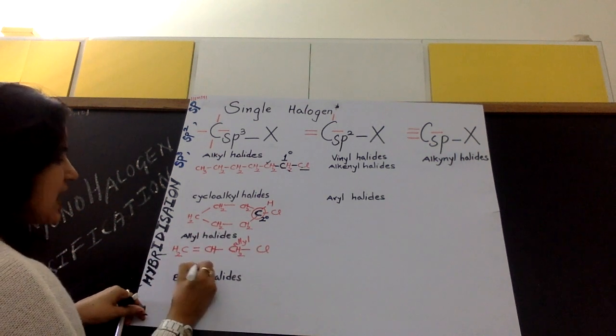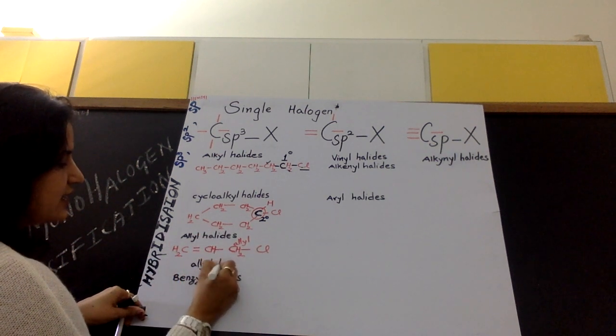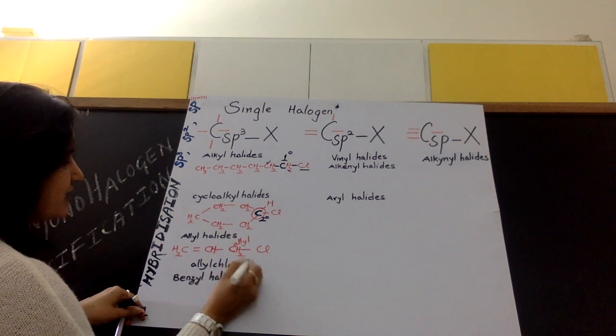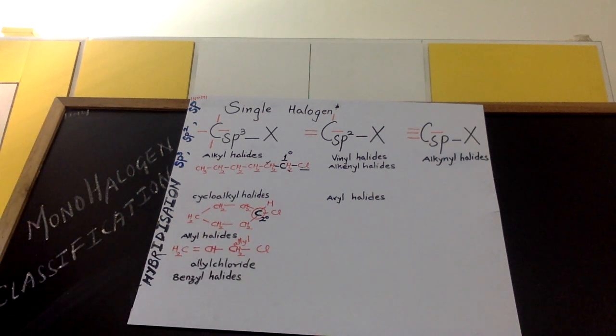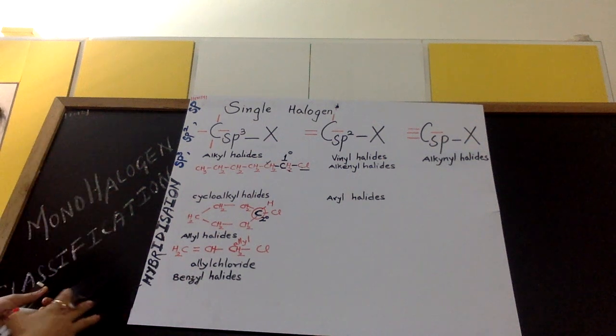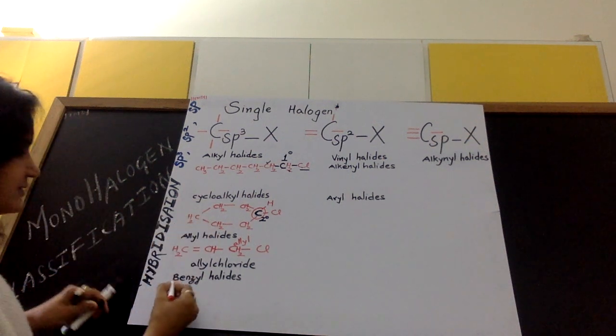We can name it, this is allyl chloride. The IUPAC name will be 3-chloropropene. Think why 3-chloro? Just think. In the next lecture we'll see that.